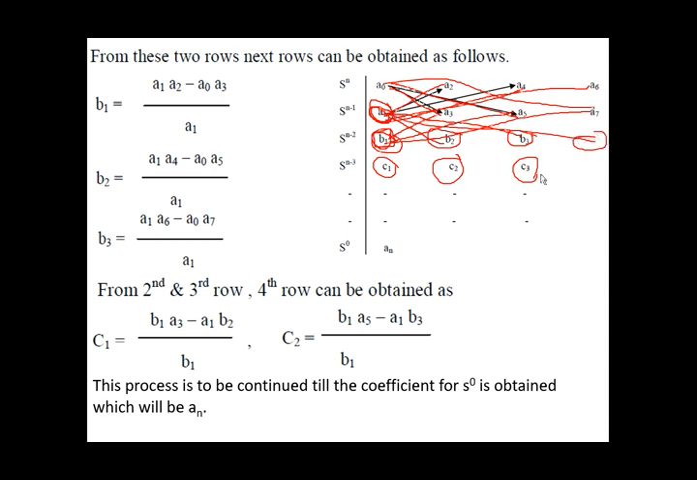You can't get c3 here. Or you can write 0 here and multiply a1 into 0. If there is no element here, you can write 0 in place of it. But it must be the last element. So this is the method to write a Routh array based on the Routh criterion.